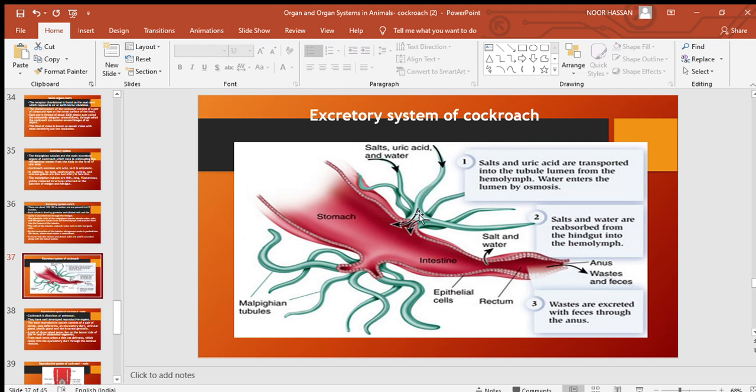Then water enters the lumen by osmosis. From the hemolymph, water enters into the lumen of the tubule by osmosis. Then it moves through the digestive system, because the excretory system and digestive system are integrated. Then here salt and water are reabsorbed into the hemolymph. So less urine, that is almost solid uric acid, is excreted along with feces. Okay, so this is all about excretion. Okay, thank you.